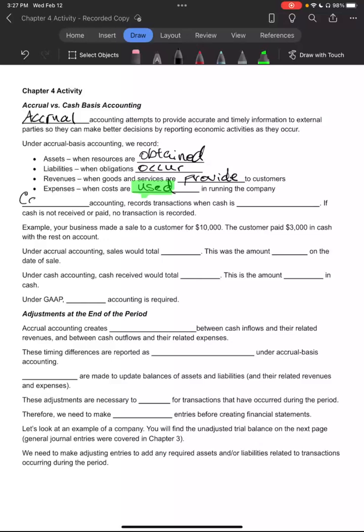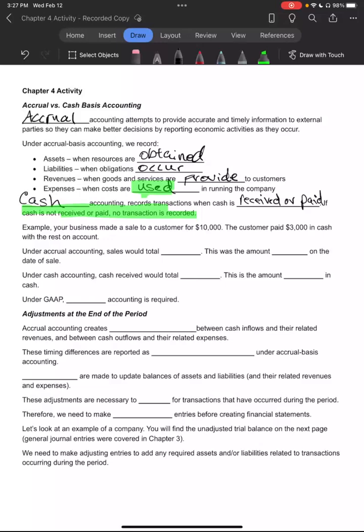This next part, cash accounting. So cash accounting records transactions when cash is received or paid. Okay, and that's it. That's the only time we record a revenue. We only record a revenue when we get cash in. Very different from accrual basis accounting. Okay, so on the flip side of that, when cash is not received or paid, we don't record anything.